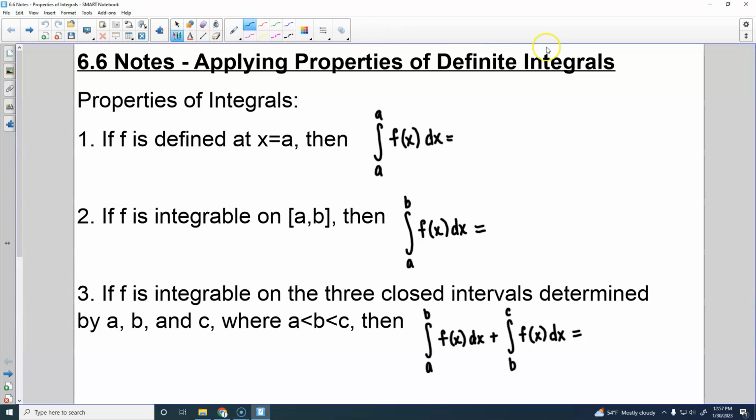Alright, for this section we'll be looking at applying some properties of definite integrals. So those definite integrals give us the area underneath the curve, and we're going to look at some different ways we can break those down.